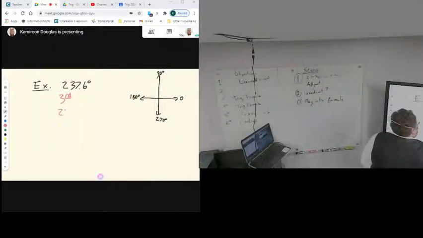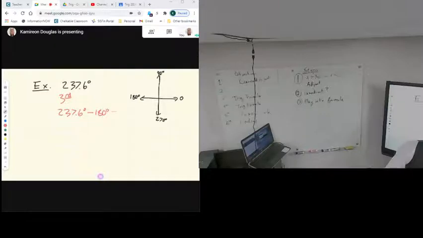So I'm going to take 237.6 degrees, subtract 180. That's my formula. That should tell me my reference angle. In this case, cool. You already find it? What is it, Matt? 57.6. 57.6 is my reference angle. I'm done with the problem.